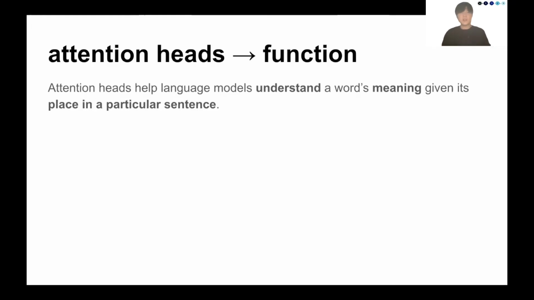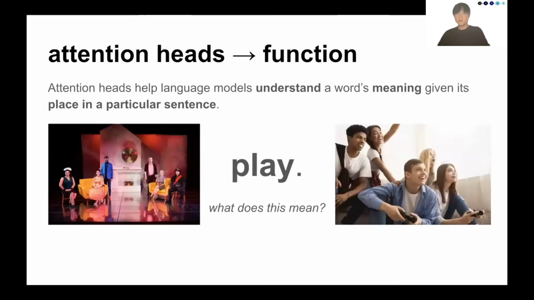To explain why doing that is important, I've drawn up a little example here. So here I give you the word play by itself, and I want to know simply just what it means. But exactly because it's by itself, we can't be entirely sure. It could be the type of play that is put on a stage by some actors, or the type of play that is the action performed by these young people in front of a video game console over here. And I'm sure there are many other possibilities that you can think of.